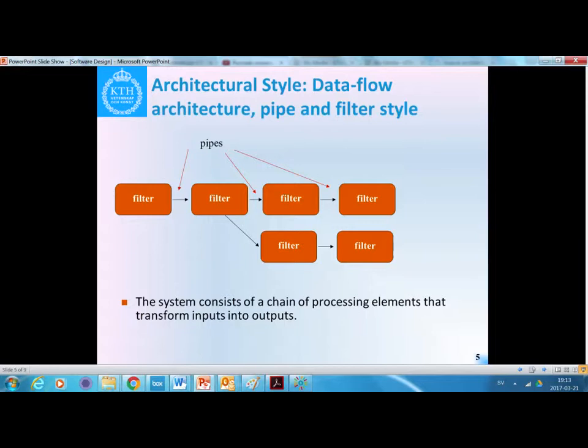We have also the data flow architecture, which is also called the pipe and filter style, where the system contains a chain of functionalities, where the output of one functionality is the input to the other functionality, and they process like that till they come up with a result.